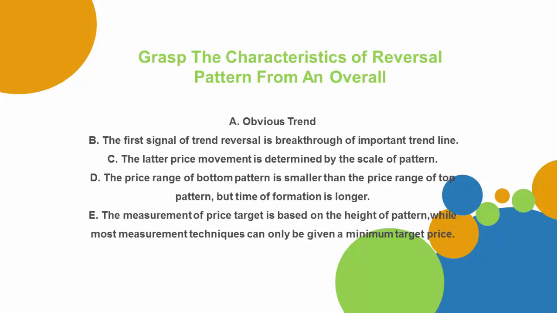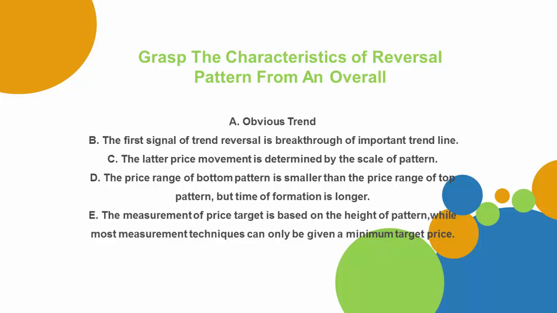Grasp the characteristics of reversal pattern from an overall view. The first one, obvious trend. This point tells us that if you see the trend is uptrend or downtrend, maybe it's good. But if you see the trend is sideways, it's not good. So the first important point is the obvious trend.